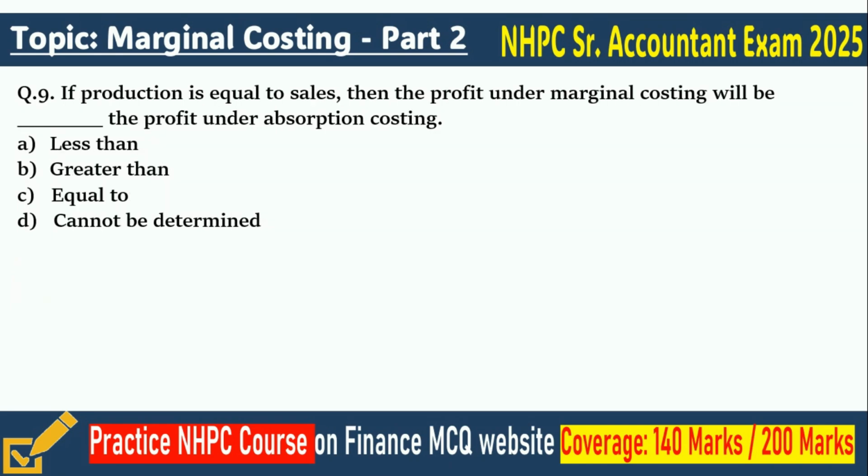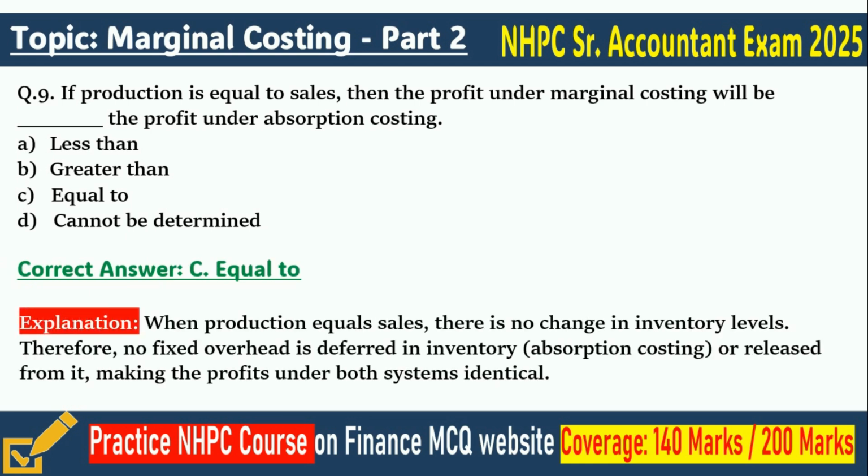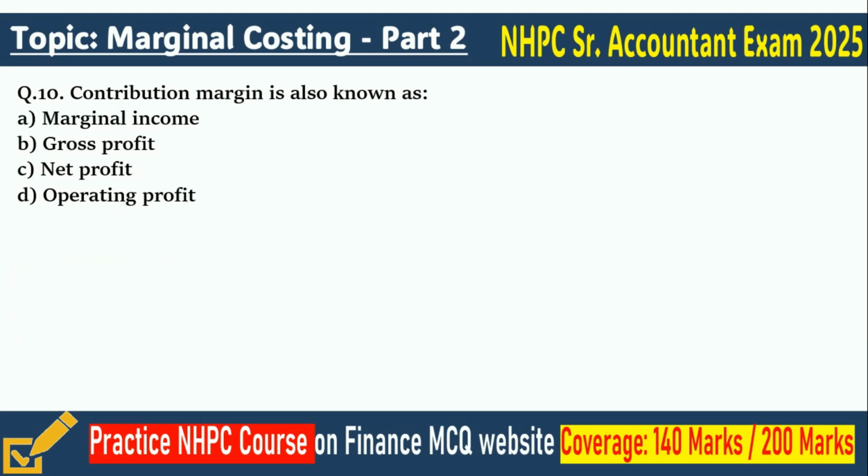If production is equal to sales, then the profit under marginal costing will be dash the profit under absorption costing. So the options are: option A less than, option B greater than, option C equal to, and last option cannot be determined. So friends, here the production is equal to sales. So the profit will be option C equal to the profit under absorption costing. So friends, the explanation is when production equals sales, there is no change in inventory levels. So therefore, no fixed overhead is deferred in inventory or released from it, making the profits under both systems identical. Moving on, friends, next question.